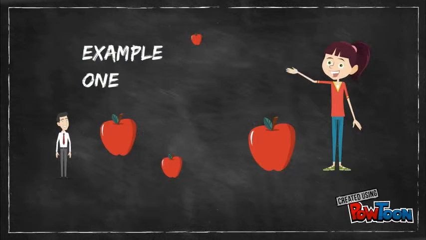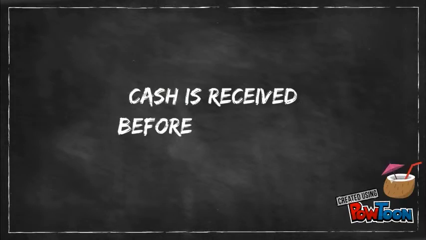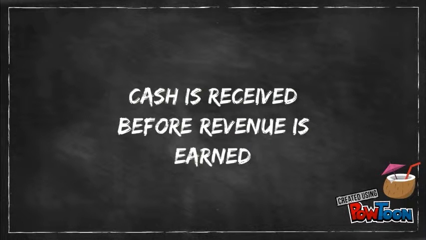Then 3 days later, on the 15th of April, he comes back to collect the apples that he has ordered. In this scenario, the revenue is recorded for the month of April, the second month. So in this scenario, this is a deferred revenue. So a deferred revenue is when cash is received before revenue is earned.